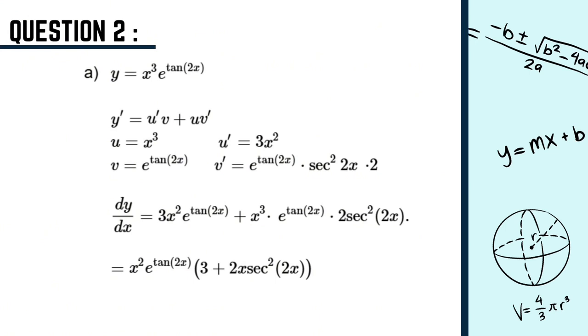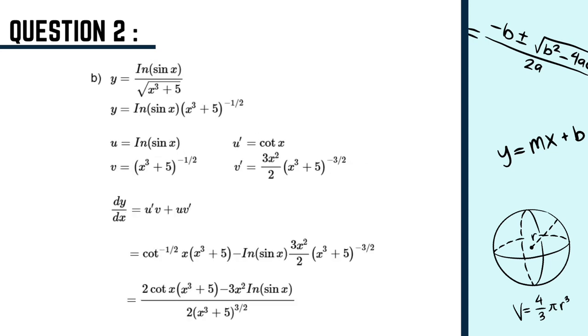Multiplying by the original exponential gives e to the power of tangent of 2x times 2 times secant squared of 2x. Applying the product rule, the derivative is 3x squared times e to the power of tangent of 2x plus x cubed times e to the power of tangent of 2x times 2 times secant squared of 2x. Factoring out e to the power of tangent of 2x, the final answer is e to the power of tangent of 2x times 2 times the quantity 3x squared plus 2x cubed times secant squared of 2x.